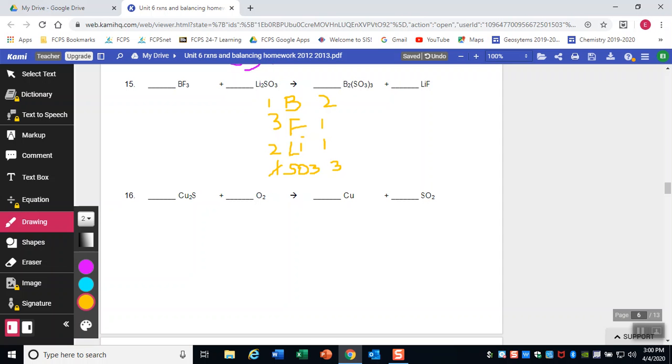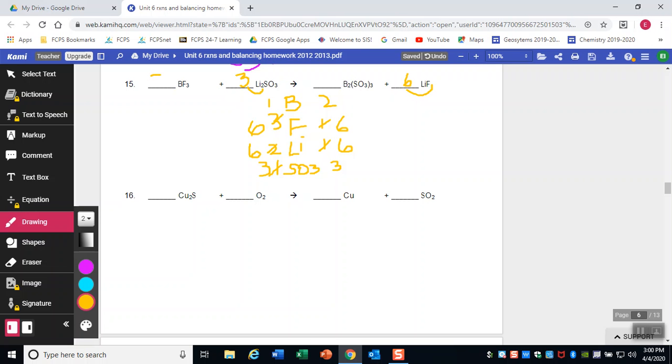All right, so I'm going to triple my sulfates, so I'll put a 3 here. Then that tripled my lithiums, so 3 times 2 is 6. So I want to have 6 lithiums over here, so I'll put a 6 there. And that means I have 6 fluorines, so I want to have 6 here.